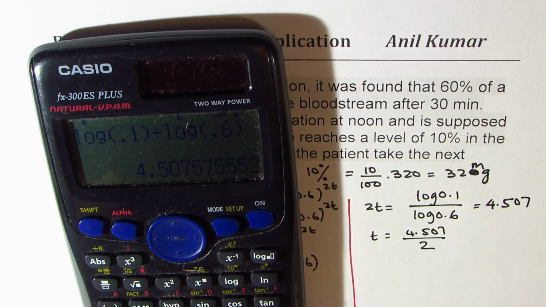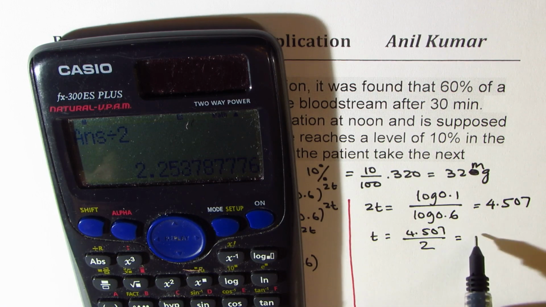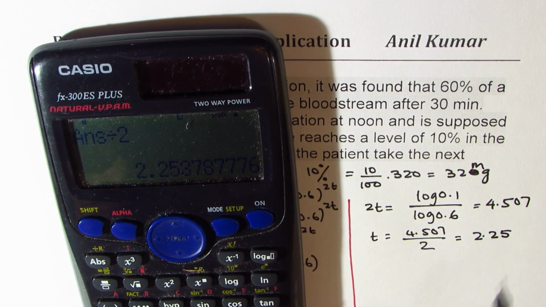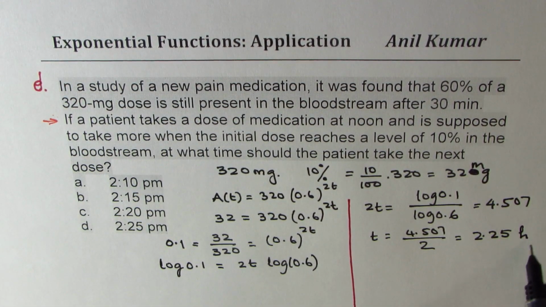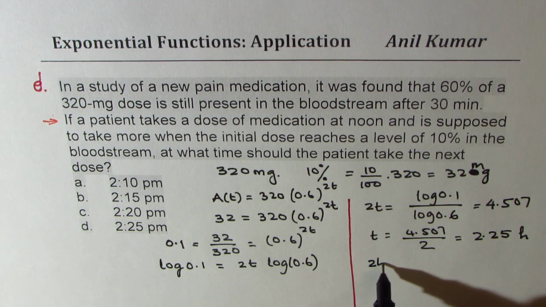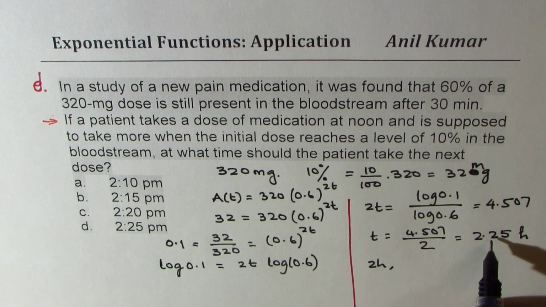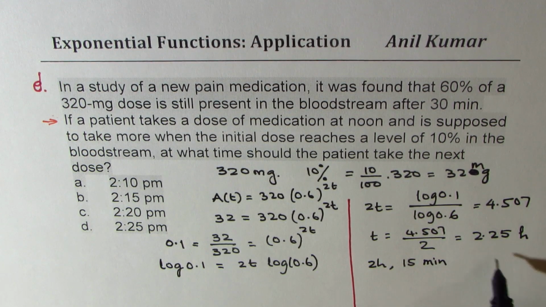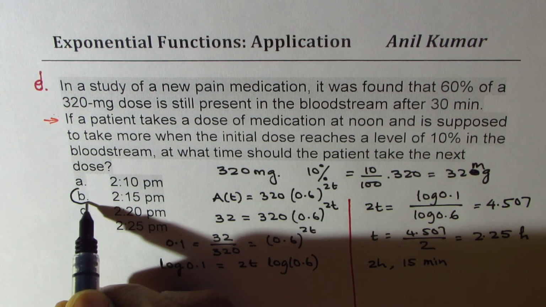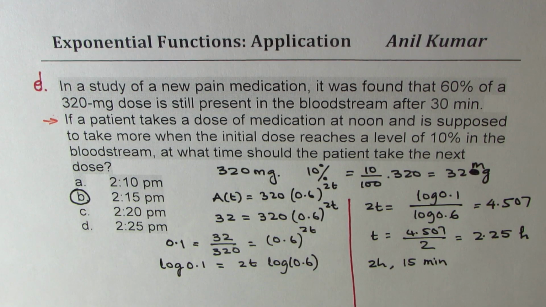So t is 4.507 divided by 2. So we'll divide this by 2. We get 2.25. So time is in hours, 2.25 hours, right? Now that means 2 hours, and 0.25 means a quarter, right? So a quarter of an hour is 15 minutes. Which matches 2:15 p.m.